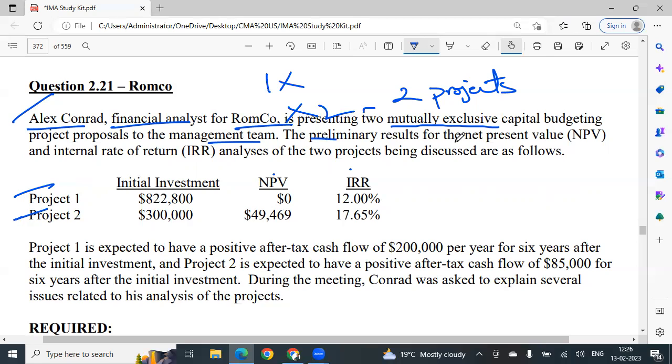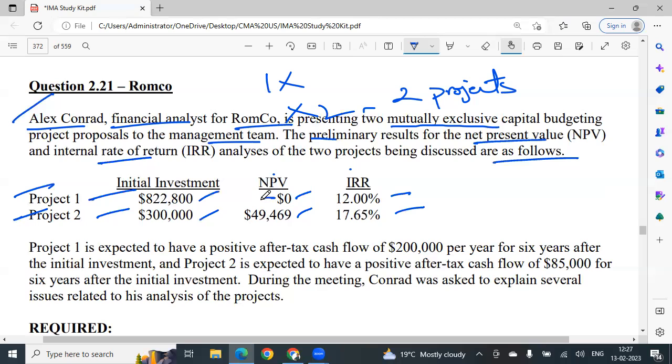Okay. The preliminary results for the net present value and internal rate of return analysis of 2 projects being discussed are as follows. So here are the 2 projects, project 1, project 2. Here are the basic initial investments. Their NPV is already calculated. Their IRR is also already calculated. So we do not need to calculate their NPV or IRR. Basically, we have to make decisions on it. Fine.